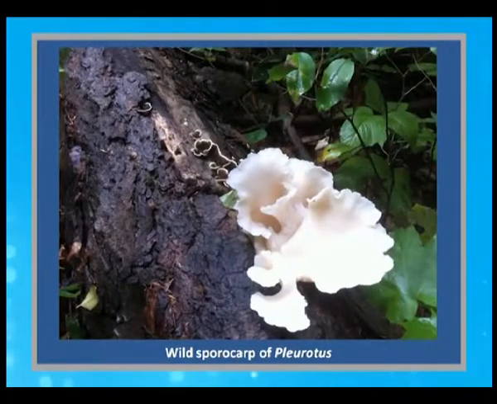Of course, Pleurotus, which is a very common oyster mushroom, grows in multi-tier. It can be cultivated, but it can also grow on tree trunks, and it is a very palatable mushroom commonly consumed in Southeast Asian countries.